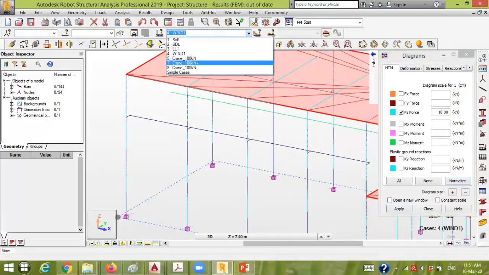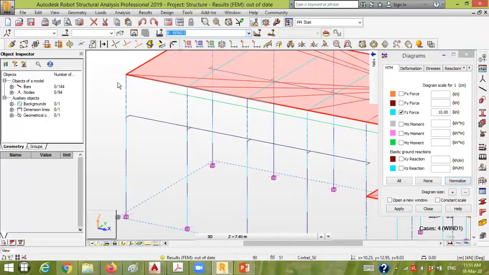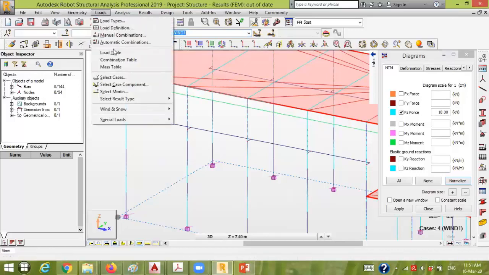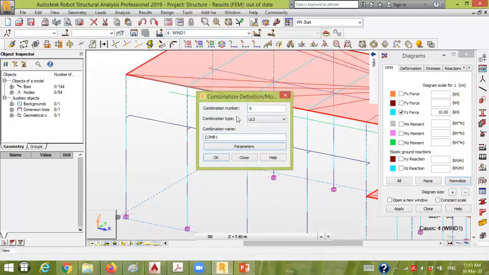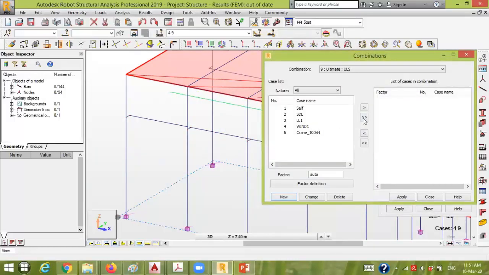At the ultimate, for sure the design will be done at the ultimate load case. So we have to define the load combinations. We need an ultimate combination where all the loads will be added, with 1.2 for dead, 1.6 for the live, one for wind, and 1.6 for the moving load. The moving load is considered like a live load.